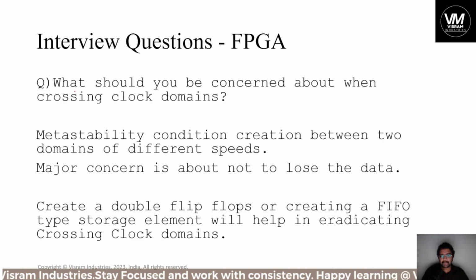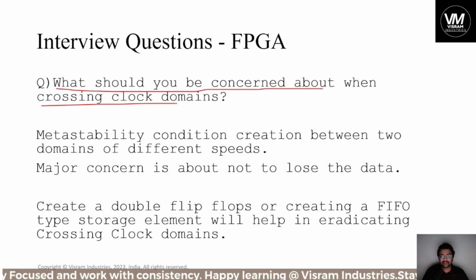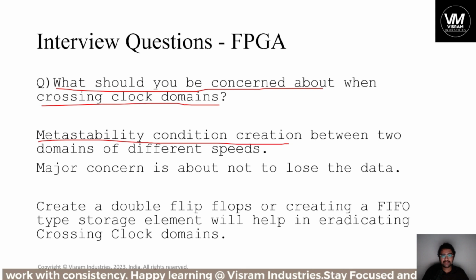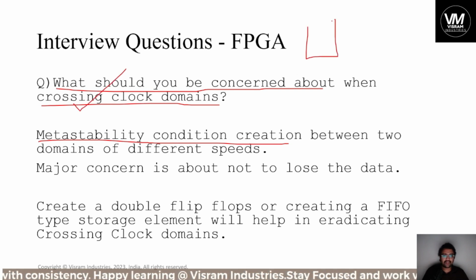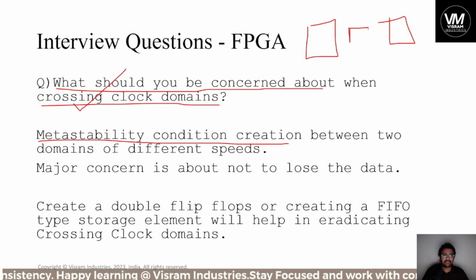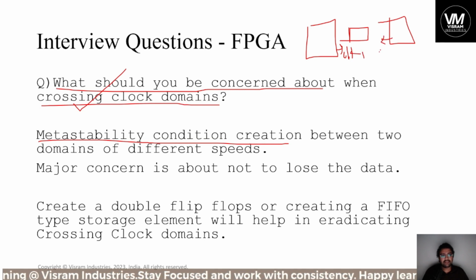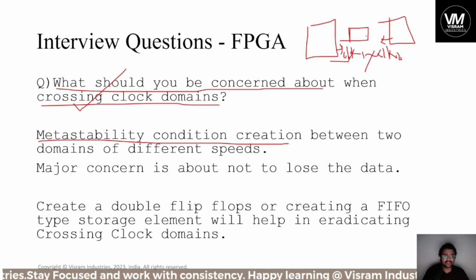So yeah, what should you be concerned about when crossing clock domains happens? What are cross-clock domains? A metastability condition occurs when crossing clock domains happens. If you have a module 1 and module 2, and you don't have a FIFO between them, you have a clock 1 and you will be having a clock 2. There will be no synchronization between the two clocks. What happens is the data is crossing between two clock domains.